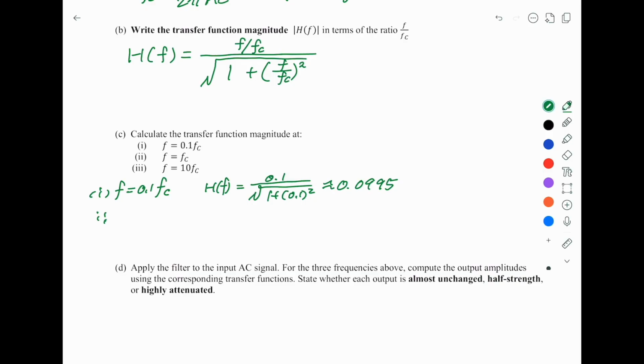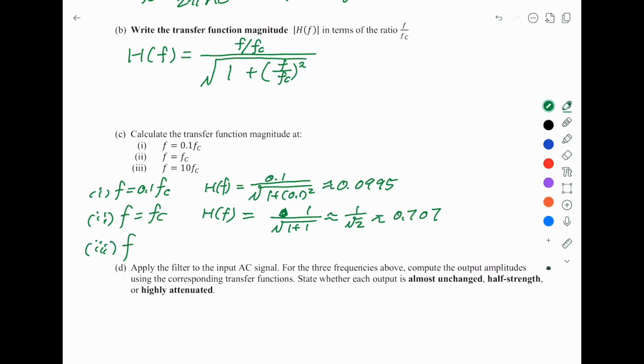Number 2, when f equals the cutoff frequency, the amplitude of the transfer function is 1 over the square root of 1 plus 1. So again, you will get 1 over root 2, and this is roughly equal to 0.707.